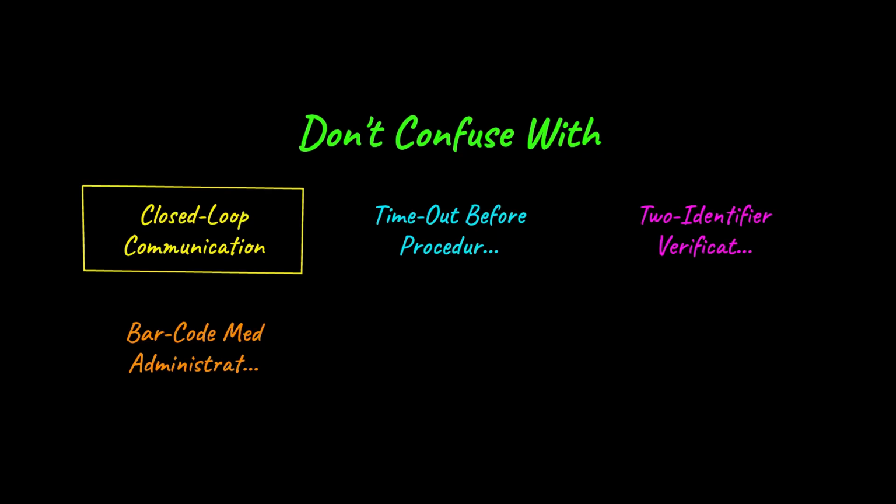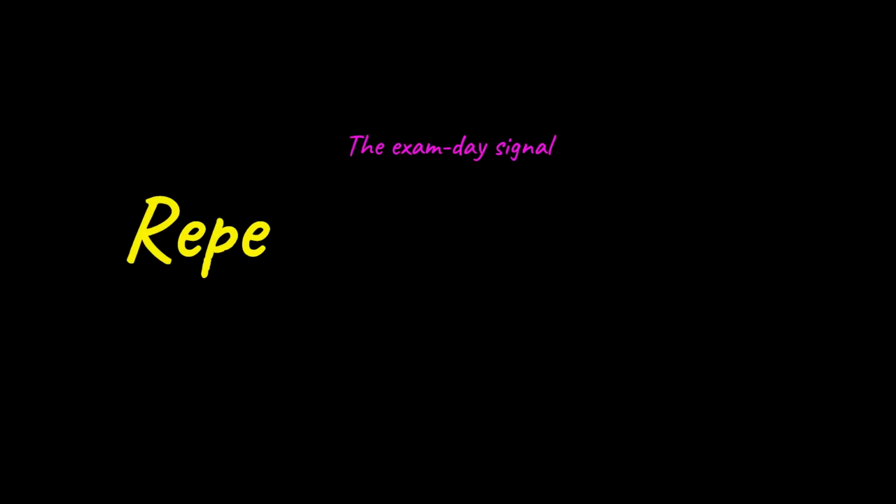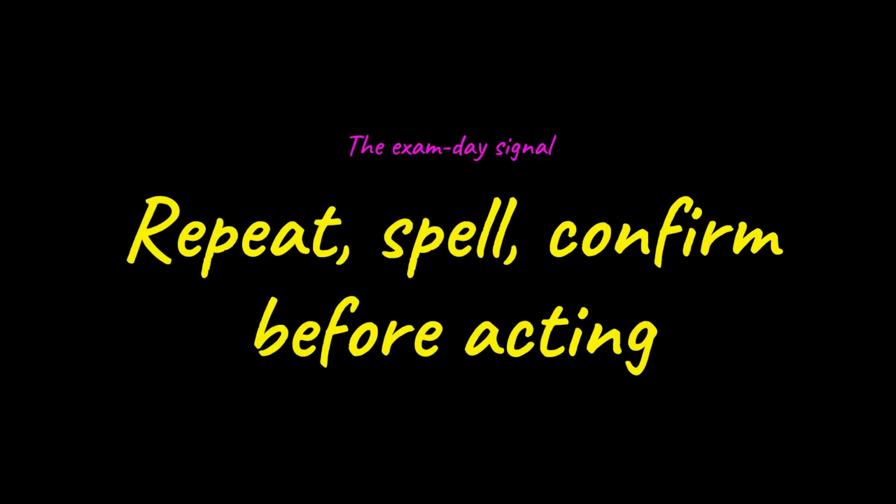Exam writers like to test confusable concepts. Closed-loop communication is the broader category readback belongs to. Timeout is a separate procedural check. Two-identifier verification confirms patient identity, and barcode administration is a bedside technology check, not a verbal readback. Watch for stems where a receiver repeats an order back to the prescriber and waits for confirmation. That repeat and confirm pattern is the textbook definition of readback verification.